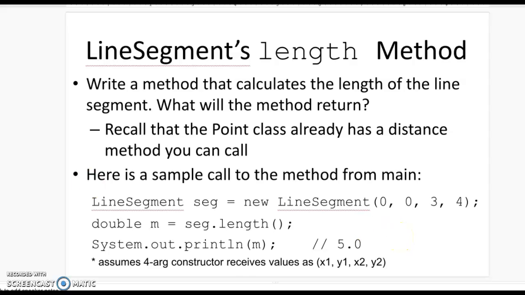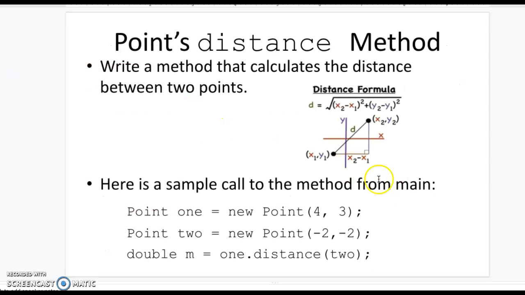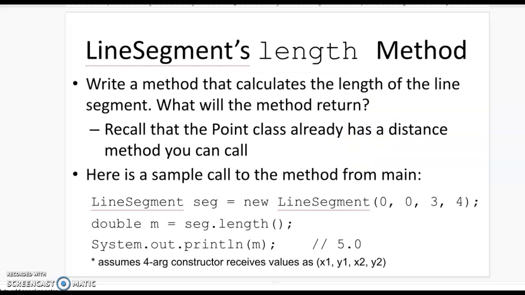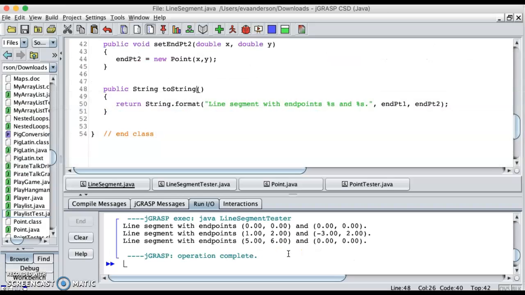Visualizing the length of the line segment is like when we did the distance of two points. It's kind of the same thing. Before, we were finding the distance between two points that we had stored separately. Now we have a line segment that has those two points, and we just want to find the length of the line segment. So we're actually going to use the distance method in the Point class to do that.